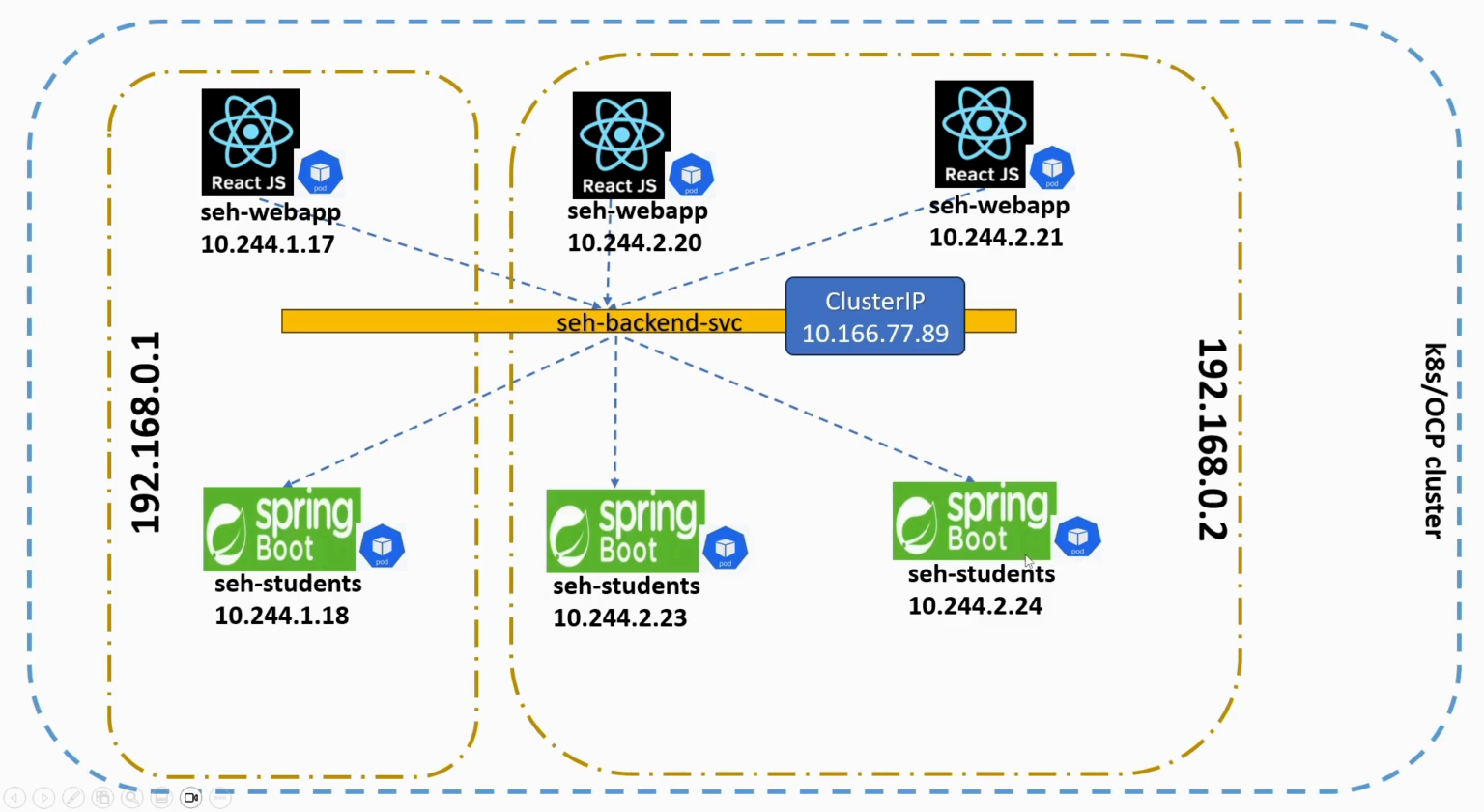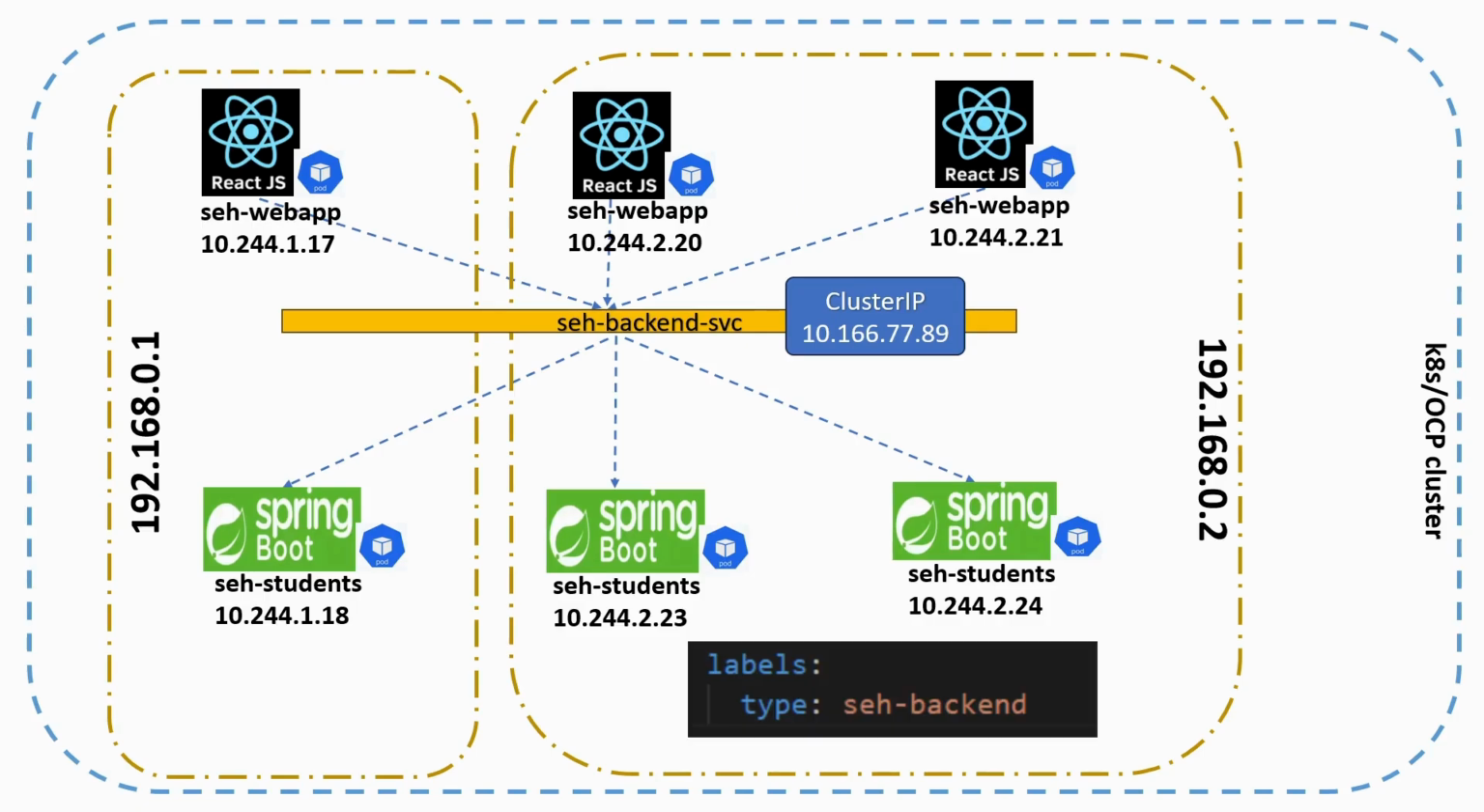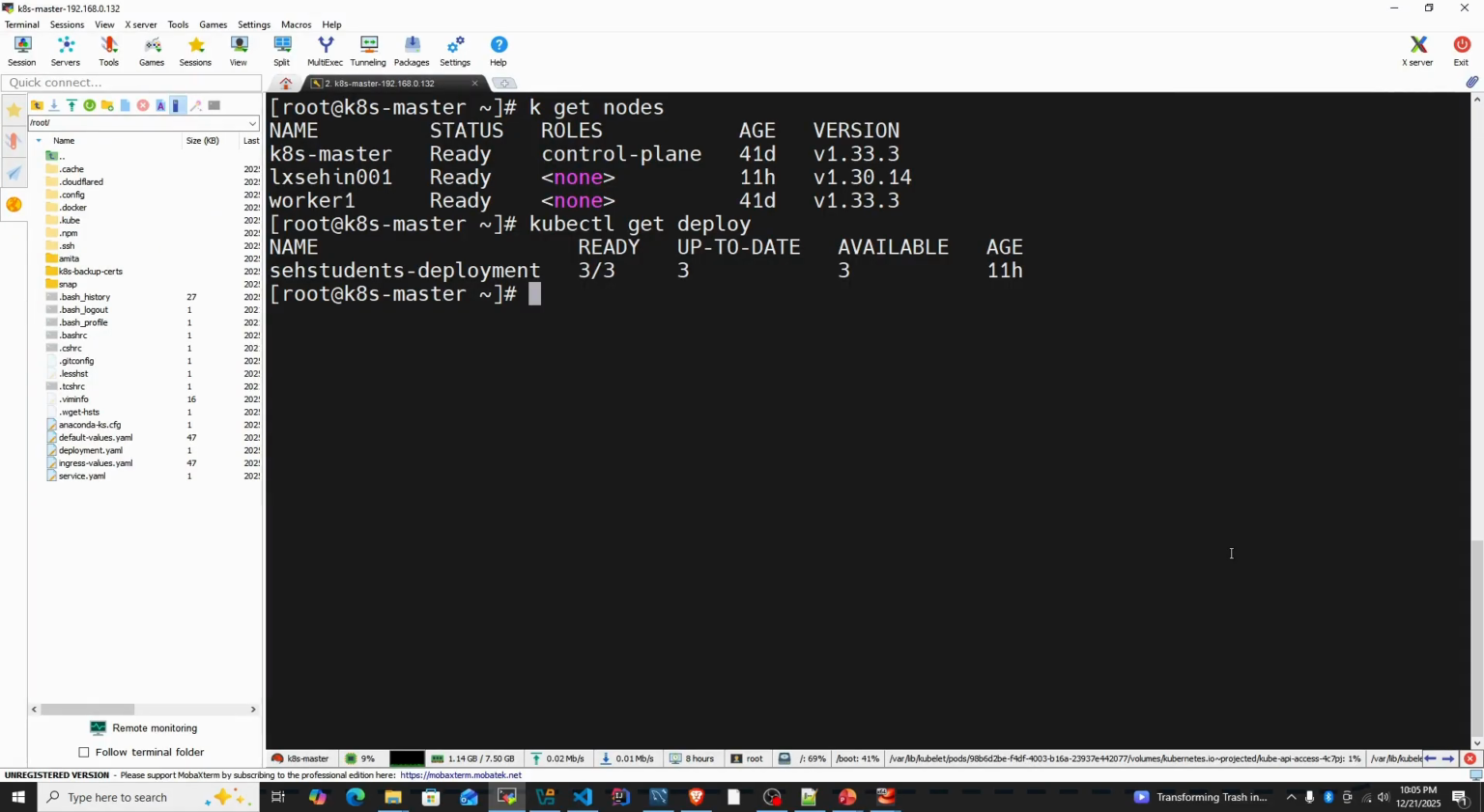For this setup, we already have a deployment available for the SEH students Spring Boot application running with 3 replicas. So this application is a backend microservice that provides student details and it uses the label app is equal to SEH backend. Before creating the service, let me quickly show you a few important parameters related to the deployment. This step is very important because the service configuration fully depends on how our deployment and the pods are defined.